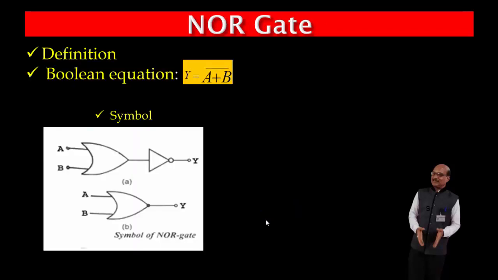Now let us see one more derived gate, that is NOR gate. Now we consider the definition of NOR gate by using a truth table. The Boolean equation: this is NOT OR. So how do we write the equation for OR? That is A plus B, or A or B. And NOT means you have to complement it. So Y is equal to (A plus B) complement. This is the Boolean equation for NOR gate.